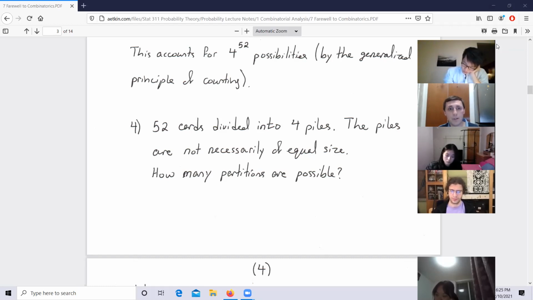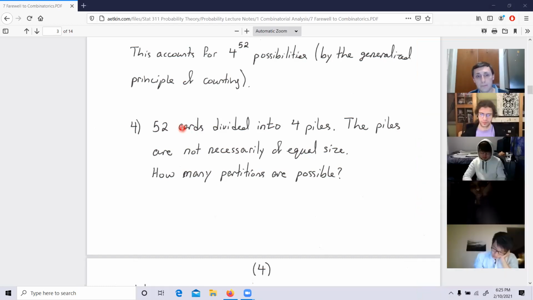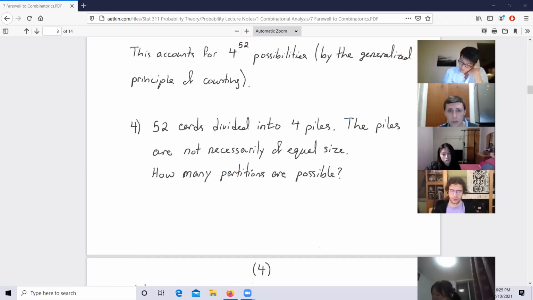Okay, this one is a bit difficult. Into 4 piles, the piles are not necessarily of equal size. How many partitions are possible? You might not be able to come up with an answer on the spot, and I would like you to think about it, right?